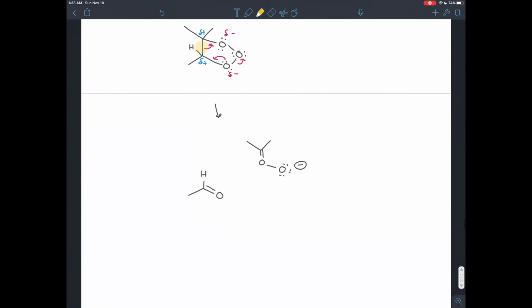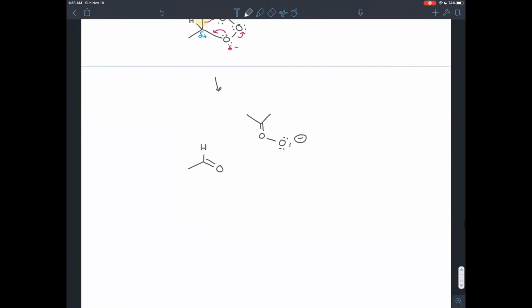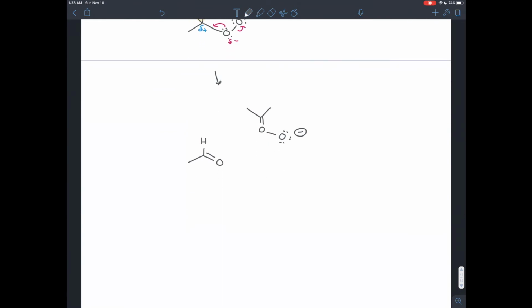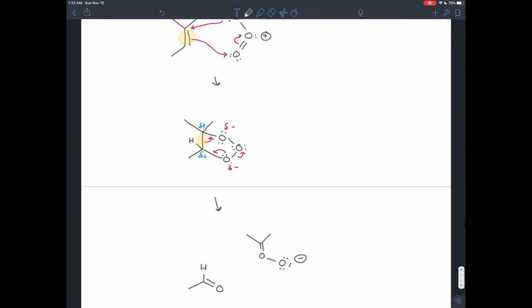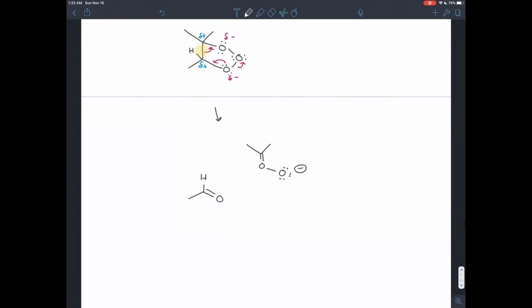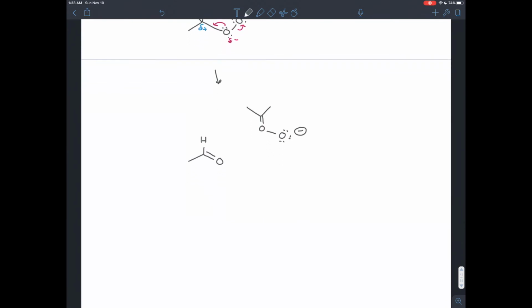So that's the feature that we're going to use in the synthesis problems. We're going to sort of break this bond open and replace it with double bonds to oxygens. Now, the rest of the mechanism is a little long and convoluted, and maybe not the most important thing for our purposes, but I do want to mention the second step for this, and that's adding DMS.